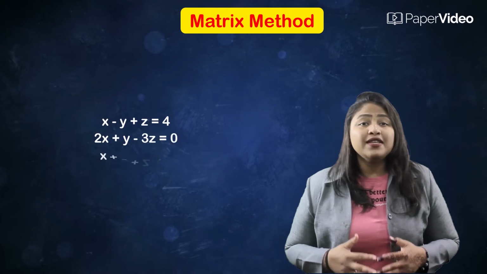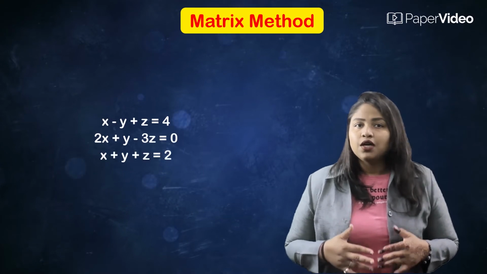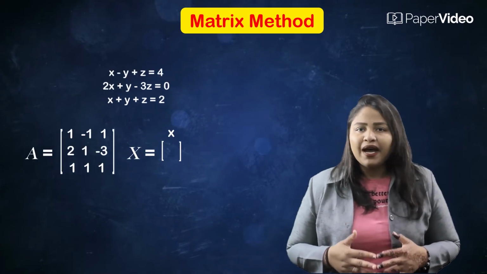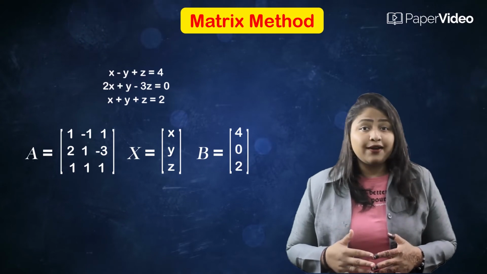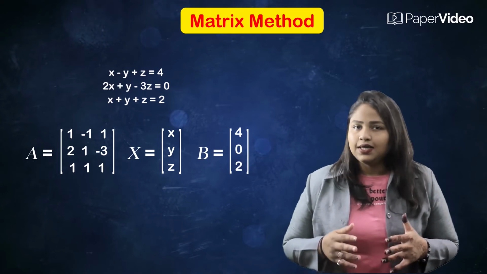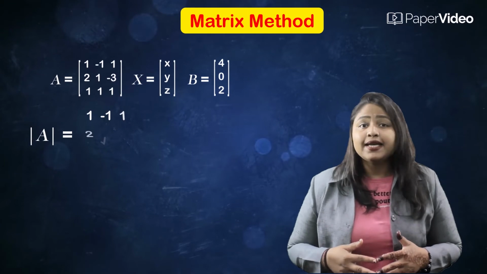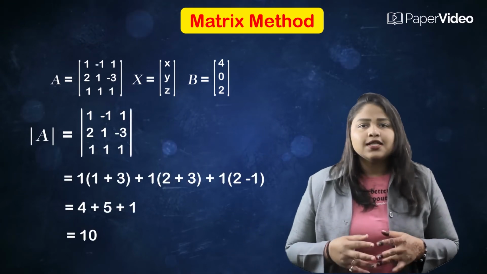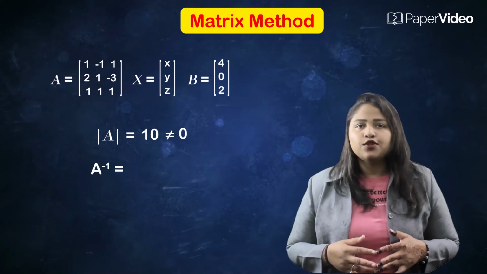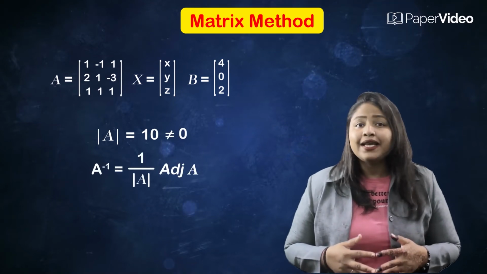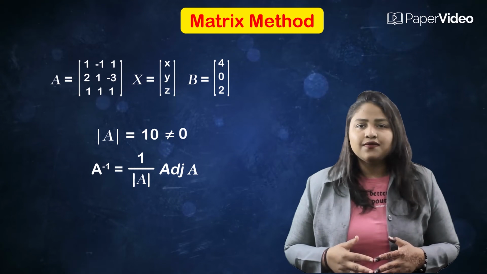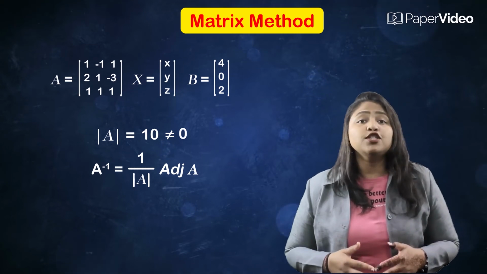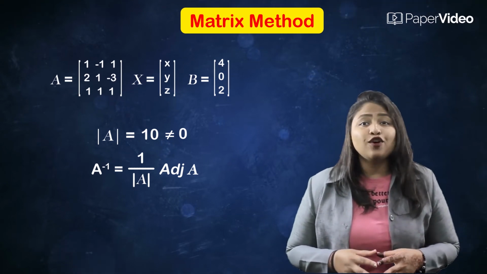Suppose we need to solve this system of equations. So, first we will form matrix A, matrix X and matrix B like this. Next, we will check whether matrix A is invertible or not by finding its determinant. Since determinant of A is not equal to 0, we can say that A is invertible and A inverse equals 1 upon determinant of A into adjoint of A.